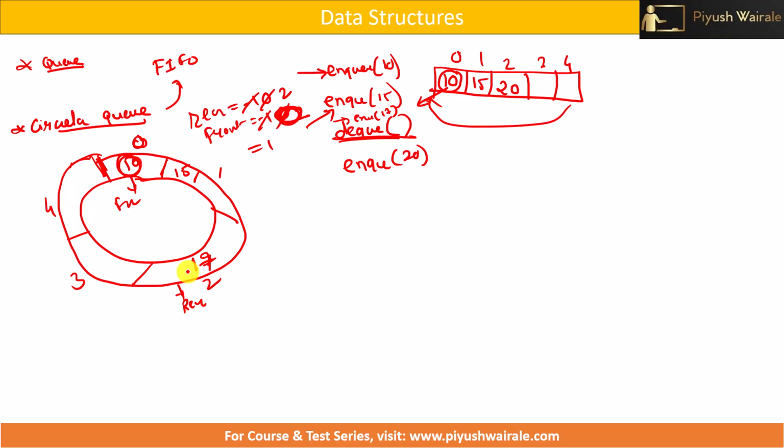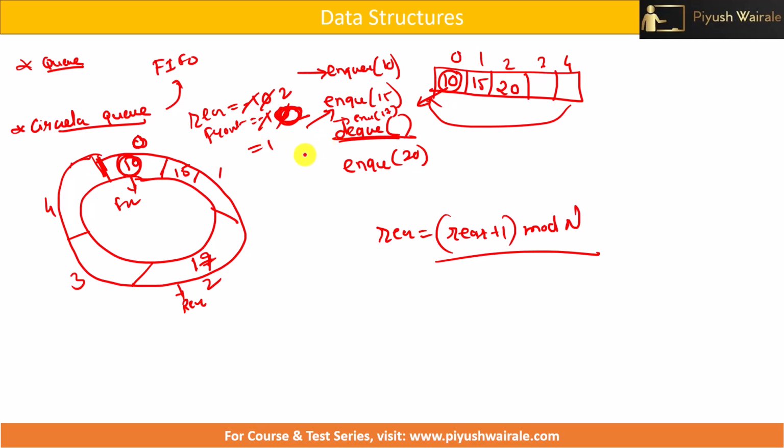So what do you observe here? When we enqueue, what happens? What's the position of rear? Rear becomes rear plus 1 mod n, where n is the size of this particular queue, let's say for example 5 here. So whenever we are performing the enqueue operation, the rear position gets changed to rear plus 1 mod n.